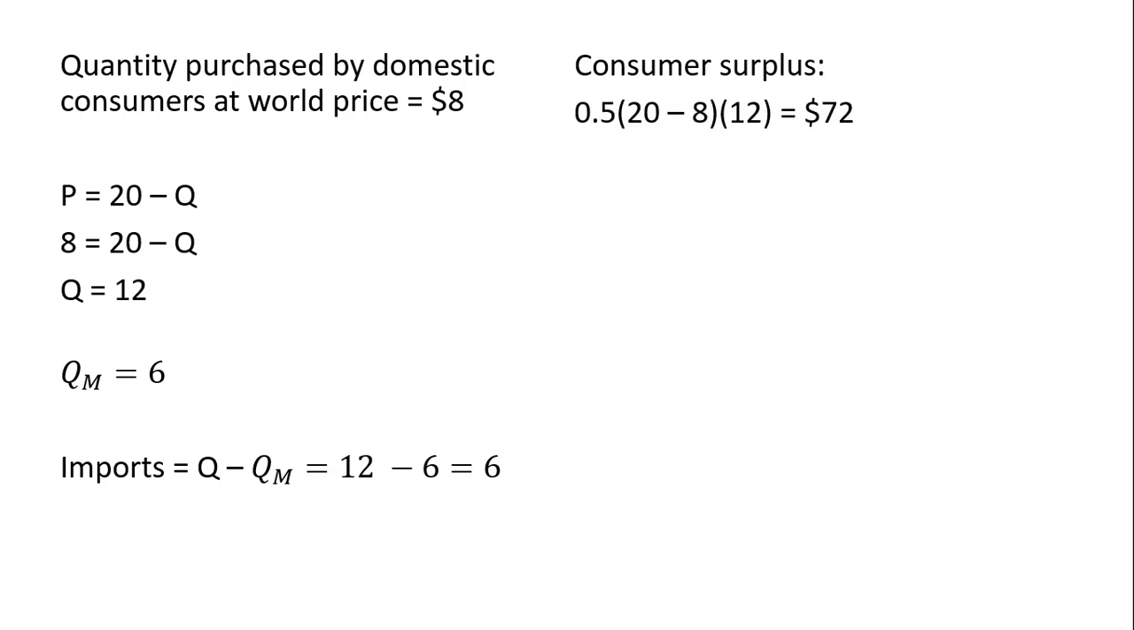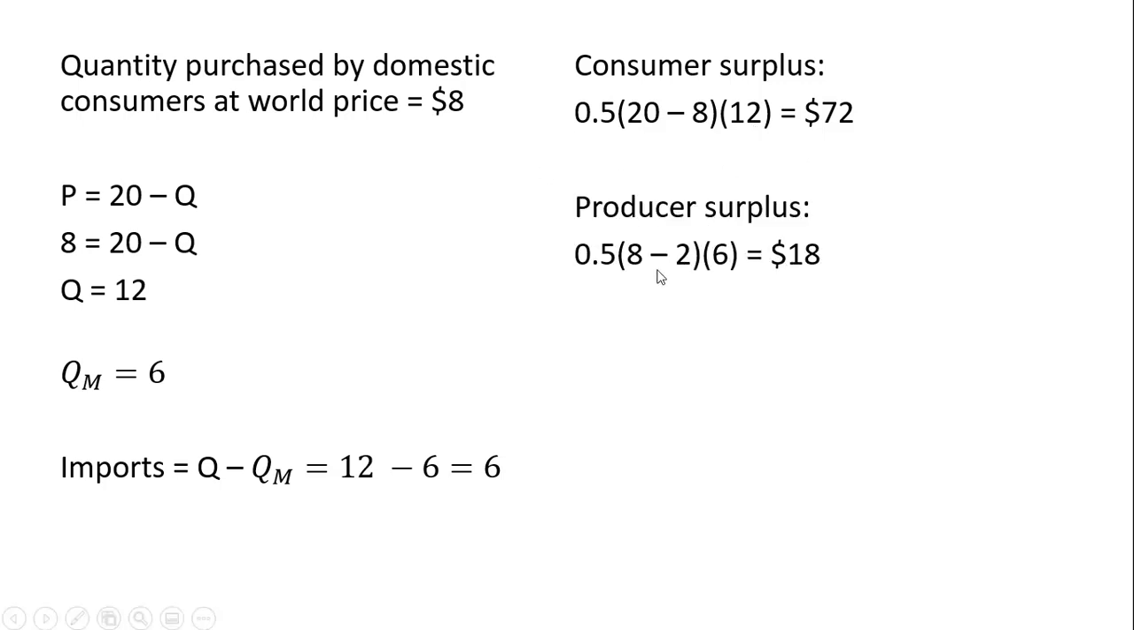All right, now let's get consumer surplus. It's going to be 1/2 base times height. $20 is just the vertical intercept here on the price equation. 8 is the world market price, and 12 is the number of goods that domestic consumers buy. So consumer surplus is $72.